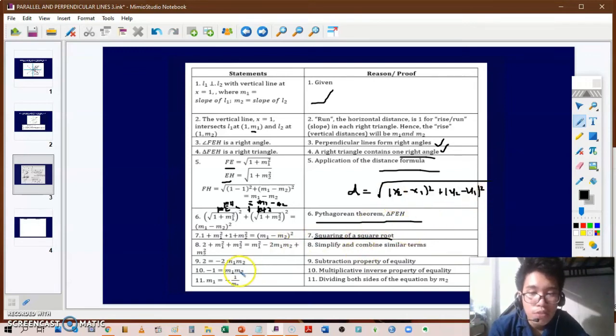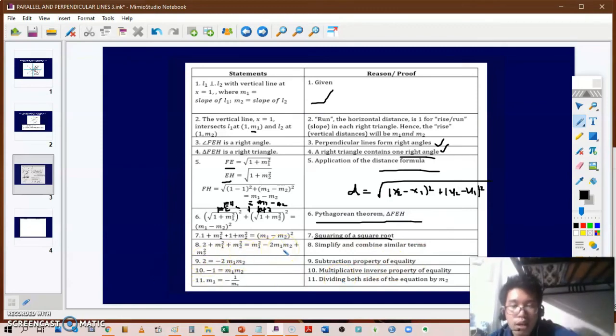From here, we can simplify more terms. So we have 2 plus m sub 1 squared plus m sub 2 squared is equal to m sub 1 squared minus 2 m sub 1 m sub 2 plus m sub 2 squared. It's kind of like rearranging. We rearranged this formula because we computed for a binomial: we squared this binomial, m sub 1 minus m sub 2, and we got m sub 1 squared minus 2 times m sub 1 times m sub 2 plus m sub 2 squared.